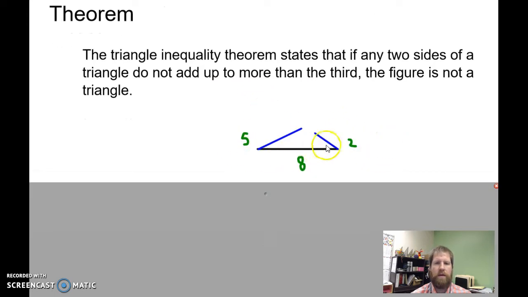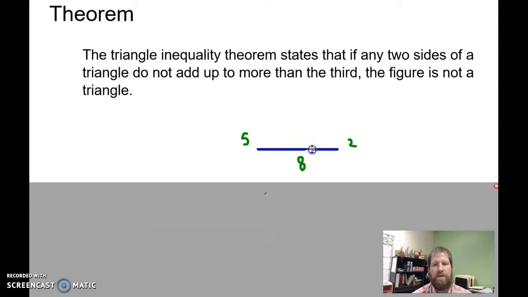Here's a diagram. This side, my longest side, my hypotenuse, is 8. This leg is 5. This leg is 2. And you can see that they don't meet up. And if I bring this all the way down to the base, they don't touch each other. Okay? If they don't touch each other, it can't be a triangle.